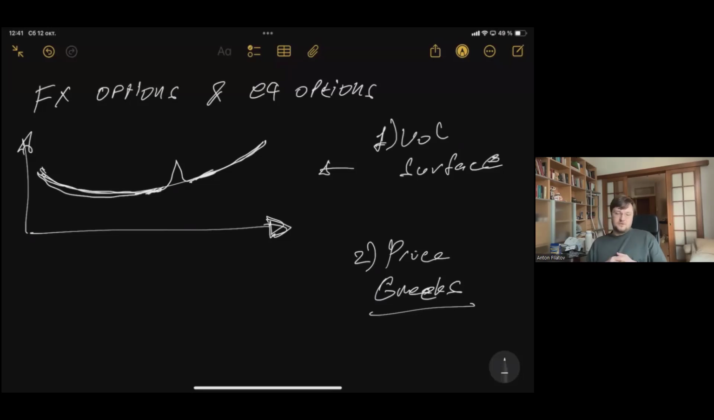How will we do all of this? We'll basically produce code. It will be C++ or Rust. I would prefer Rust, but we can do C++ depending on what the audience can do. And this code will produce all those outputs, so the whole surface and the Greeks.